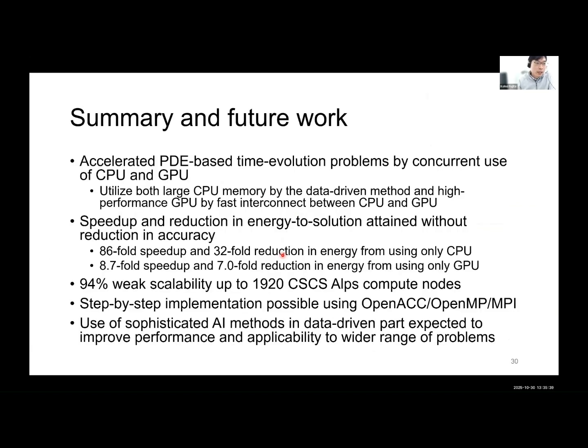Okay, so this is a summary. We accelerated the PDE-based time evolution problem by concurrent use of the CPU and GPU and improved the energy to solution and speedup, and showed the step-by-step implementation using OpenACC, OpenMP, and MPI. So here we use the Gram-Schmidt type predictor, but we can use different types of prediction methods in the data-driven part to improve performance and applicability to a wider range of problems.